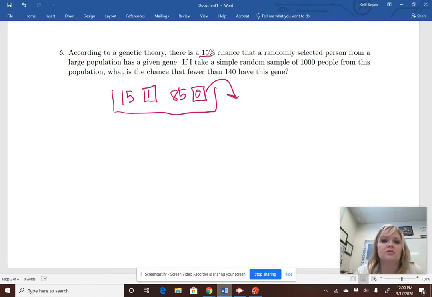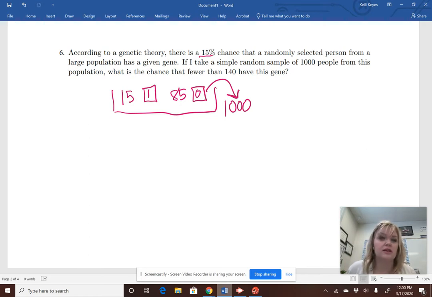So then if we take a simple random sample of 1,000 people, how many do we expect to have it? Without finding the average of the box and then doing the formula with EV sum and all that, not that that's bad, I think sometimes it's good to just use common sense. If there's a 15% chance of having the gene, then what's 15% of 1,000?